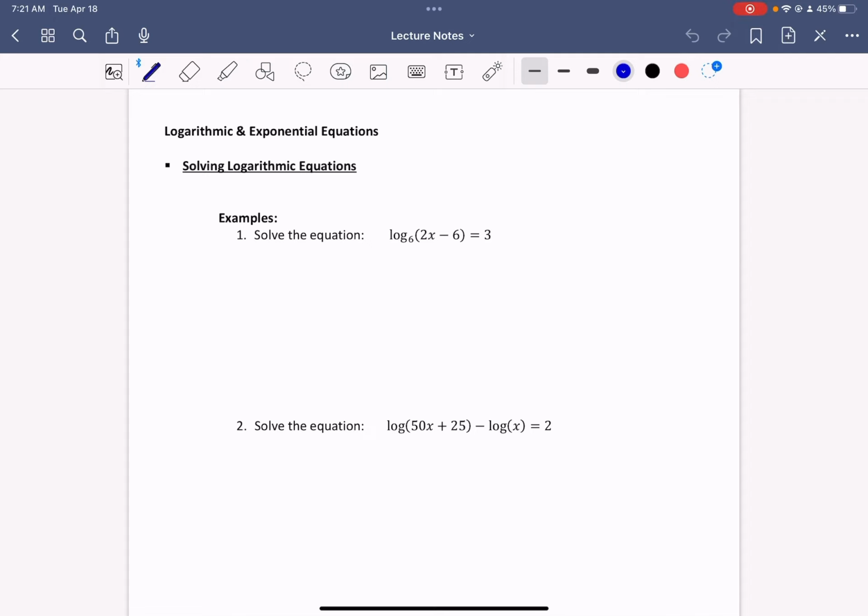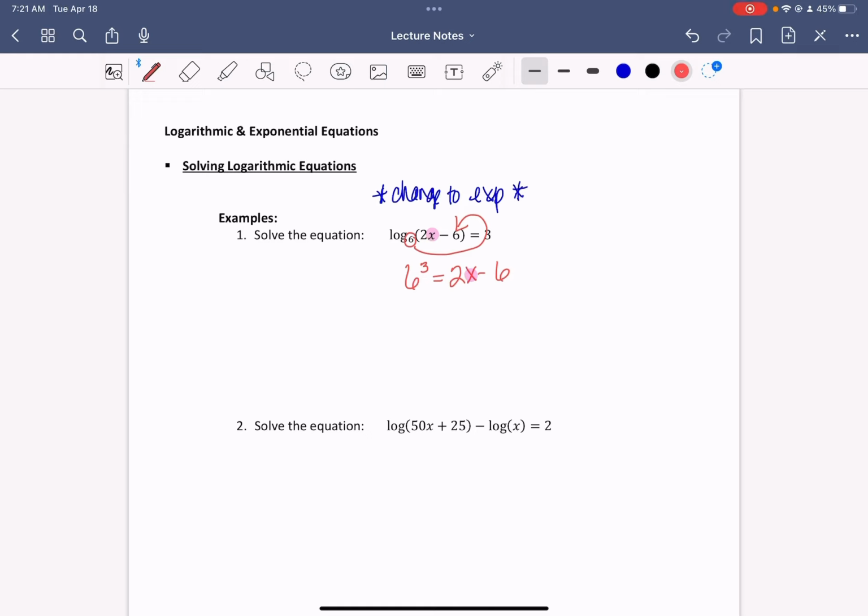Best advice I can give you is if you are faced with a log equal to some value, and you can't do anything else with it, then change to an exponential and see if that helps you out. So I'm going to start with this base 6. I'm going to loop around until I come around this way. And that's going to give me 6 to the third equal to 2x minus 6. So changing this from a log to an exponential helped me because my goal is to get this x by itself. And I'm going to be able to do that in this form more accurately.